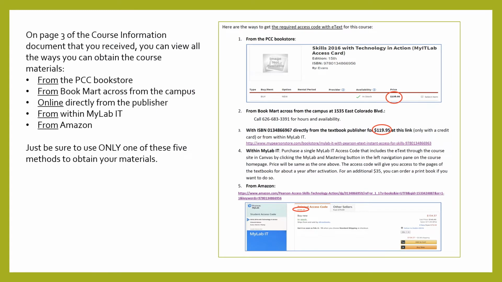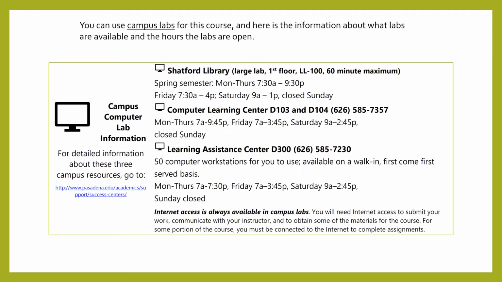On page 3 of the course information document that you received, you can view all the ways you can obtain the course materials: from the PCC bookstore, from Bookmart across the street from the campus, online directly from the publisher, from within My IT Lab in our course, or from Amazon. Just be sure to use only one of these 5 methods to obtain your materials. You can use campus labs for this course, and here's the information about what labs are available and the hours the labs are open.